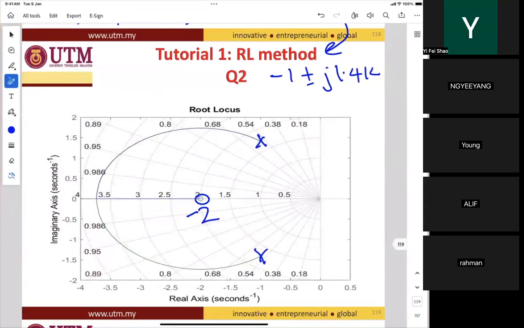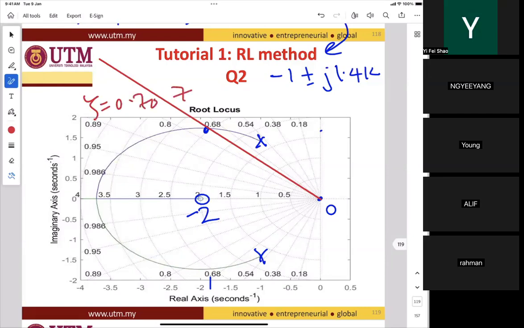So, this is your origin, am I right? So, you take the minus 1.7 and 1.7 over here. Roughly over here. So that is zeta 0.707, which will give you the angle theta, which is 45 degrees. Any question?